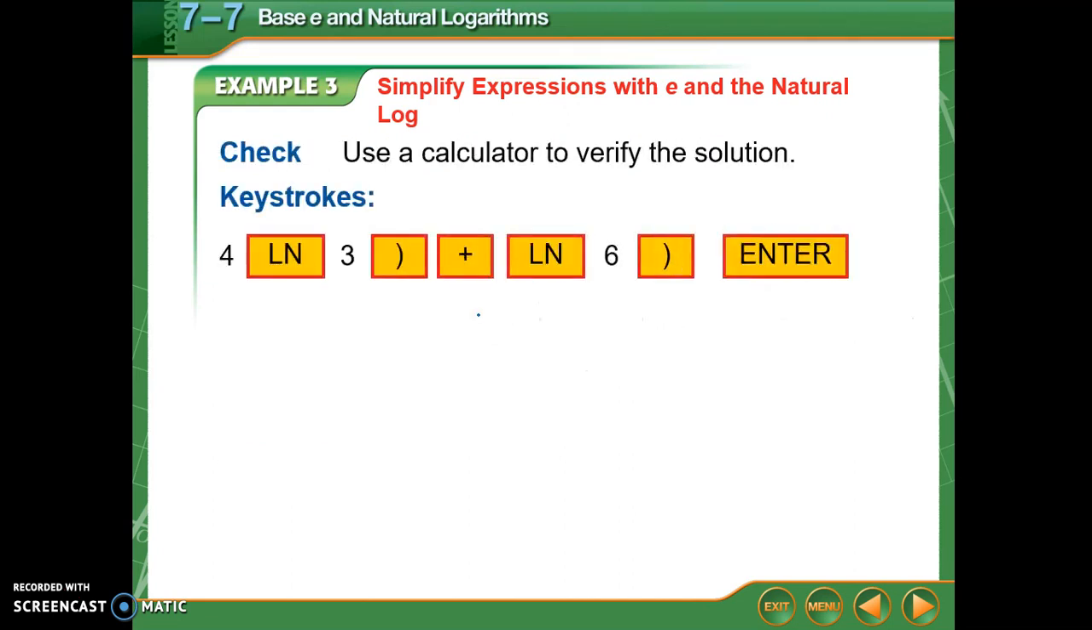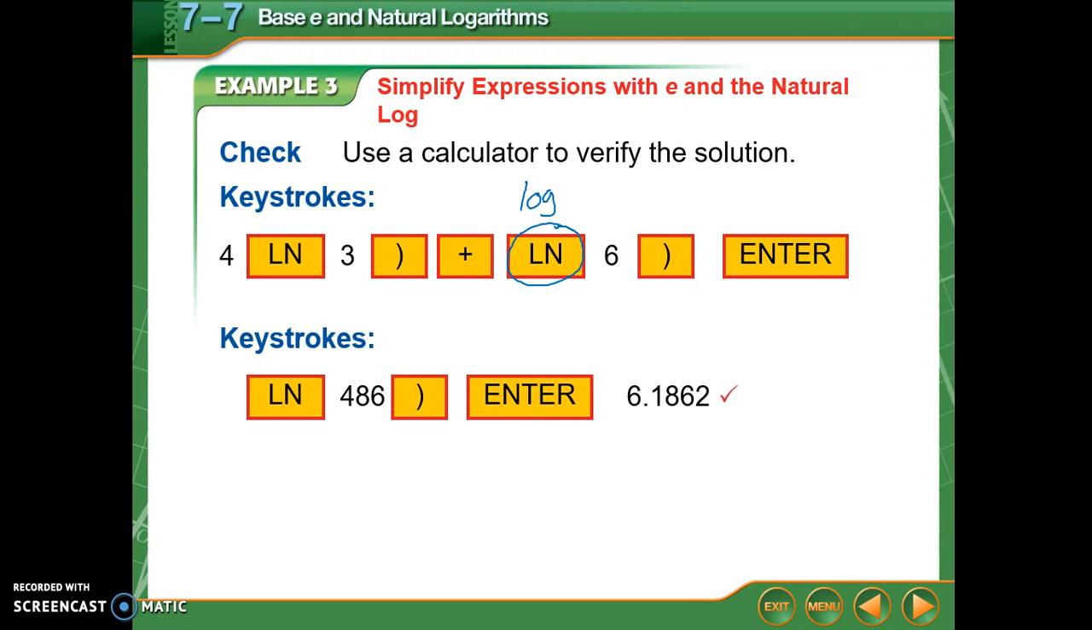And we can use a calculator to verify the solution. Your scientific calculators, just like they have a log button for common logarithms, they should also have an ln button for natural logarithms. So you would be able to check the answer that we just got and see if it was right.